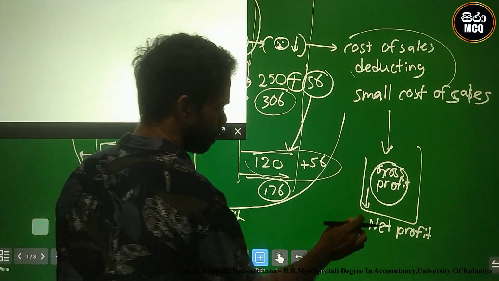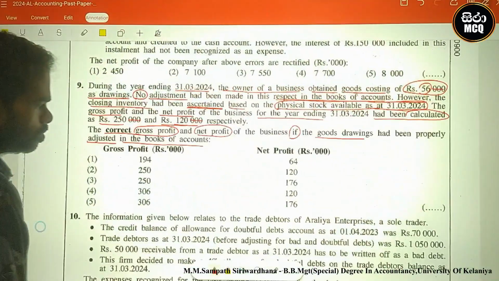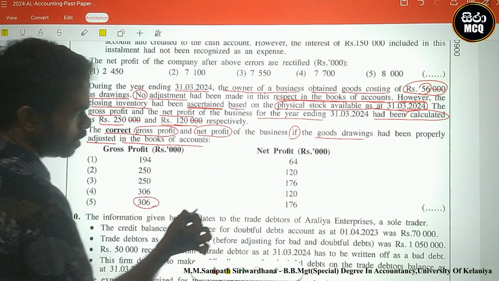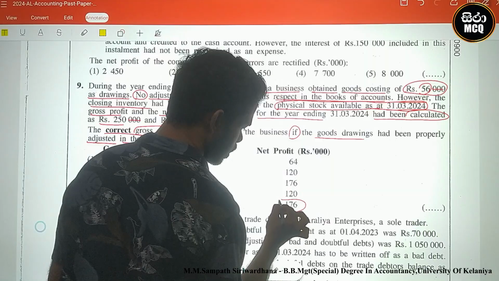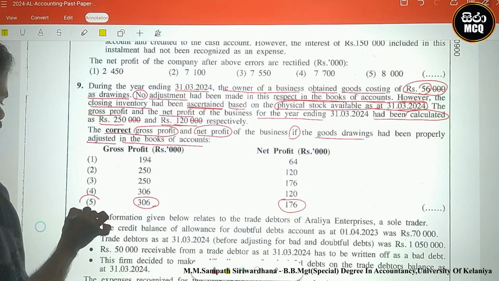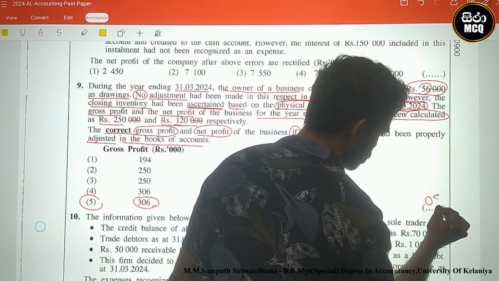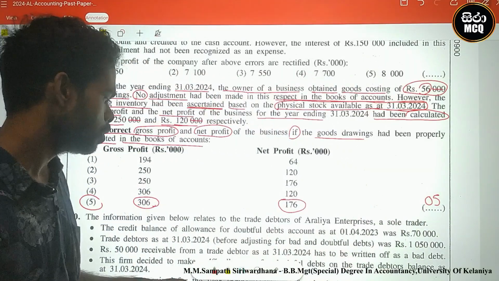The answer is gross profit is 306, net profit is 176. The answer is 5 for question number 9. Question number 9, answer is 5. There is a crucial point in this one.